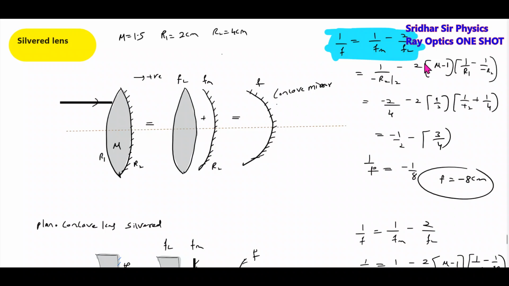Minus 2 by, what is the focal length of the lens? 1 by fl equal to (mu minus 1) times (1 by r1 minus 1 by r2). Substituting all with sign, I'll get the focal length equal to 8 centimeters. This means I should replace it with a concave mirror of focal length 8 centimeters.